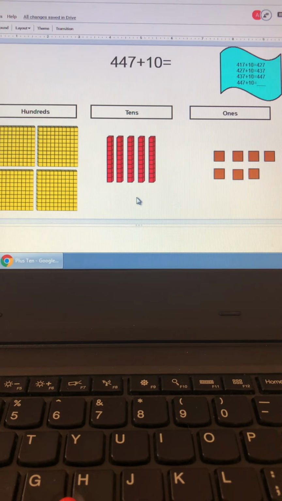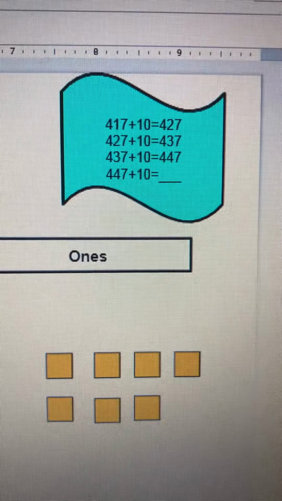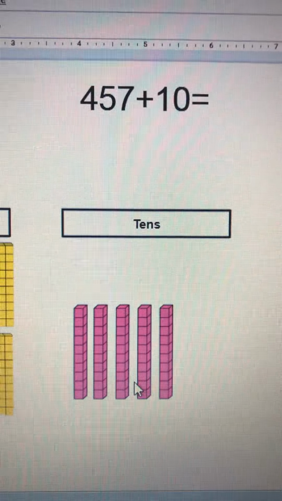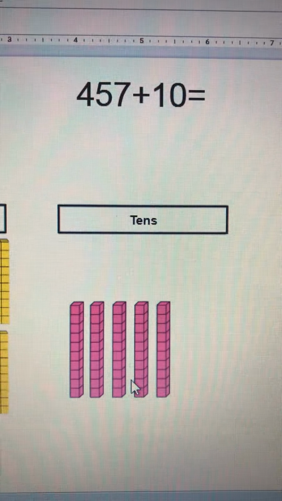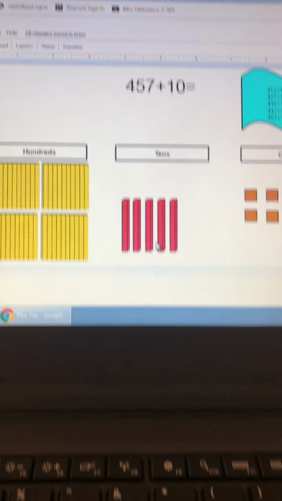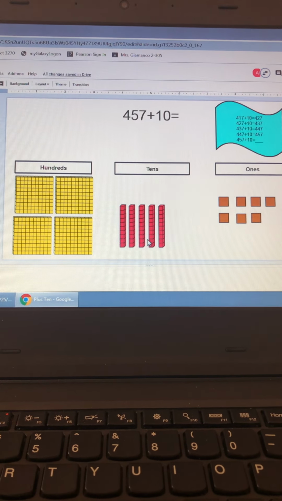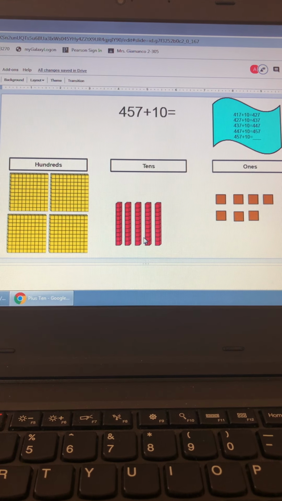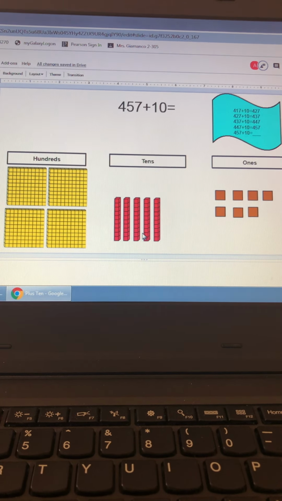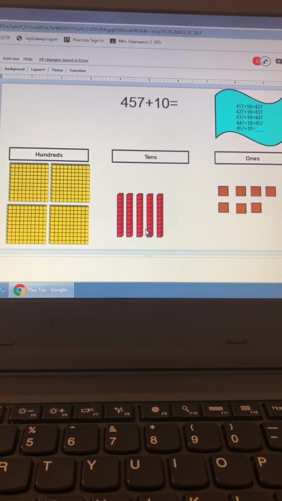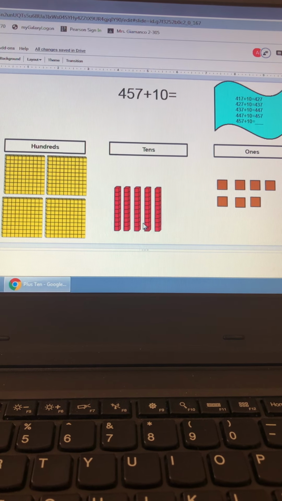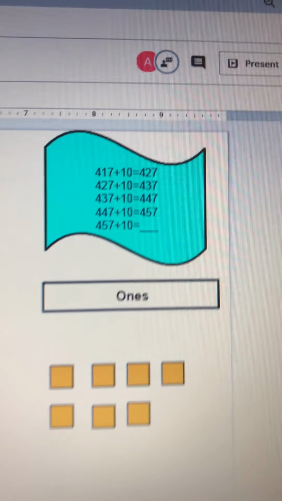All right, next one is all on your own. Ready? Get your brains ready. And remember the pattern that we're noticing. Now we have 457 plus 10. Okay. Giving you 40 seconds. Go. 457 plus 10. What is the sum of 457 plus 10?